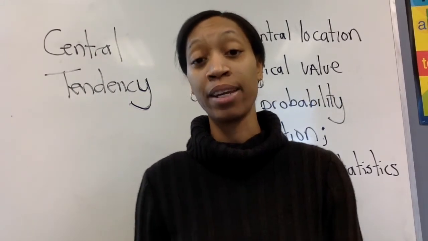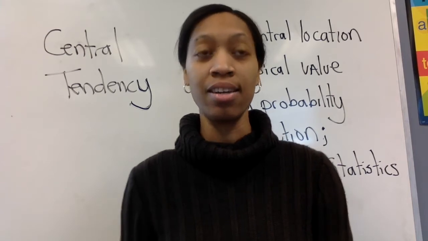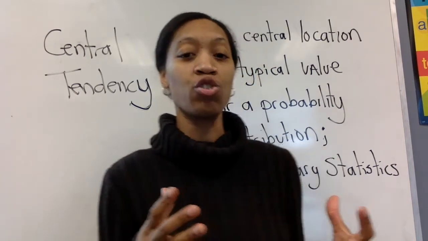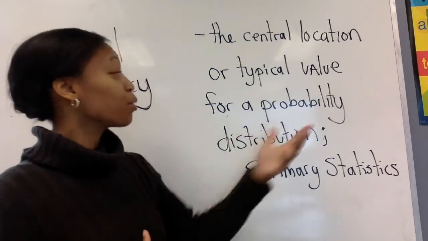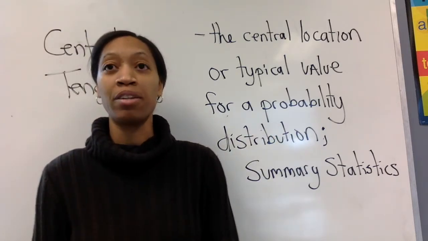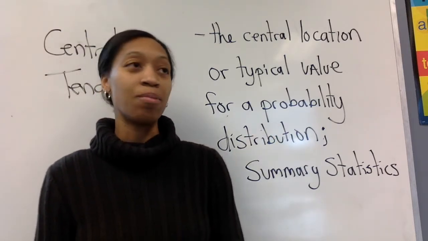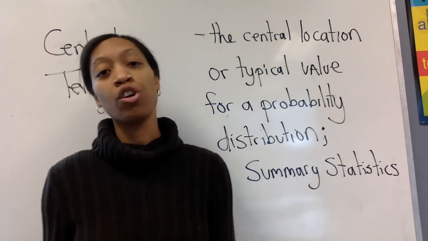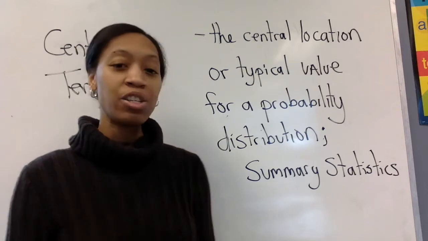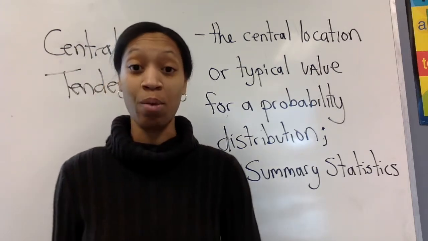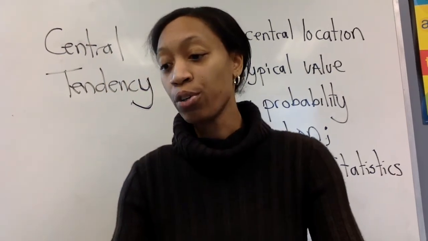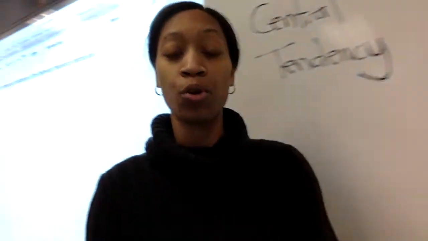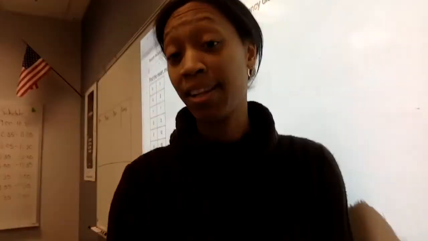All right, so first, what is central tendency? Central tendency is like the central location or the typical value that a probability distribution takes on. So these are things like the mean, the median, the mode, which you're pretty much familiar with already. These are summary statistics, are really what we're talking about here. So you know how to find the mean, median, and mode if we're talking about data that's given.